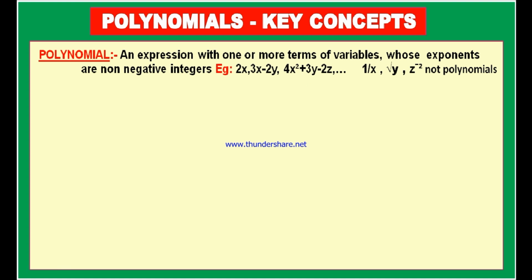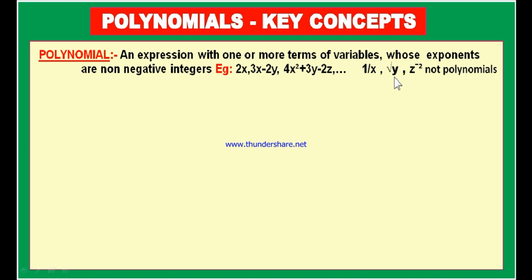Then, what are the examples of expressions which are not polynomials? Observe these examples. 1 by x. 1 by x means x power minus 1, isn't it? The exponent of x is a negative integer. Therefore, this expression doesn't satisfy this condition. The condition is that the exponent of the variable should be a non-negative integer, but here we got a negative integer. Therefore, this is just an expression and is not a polynomial.